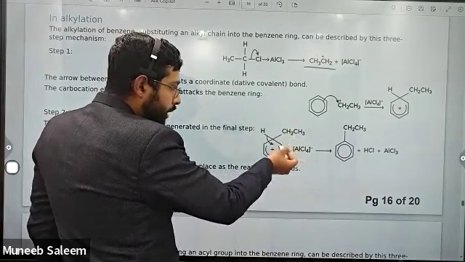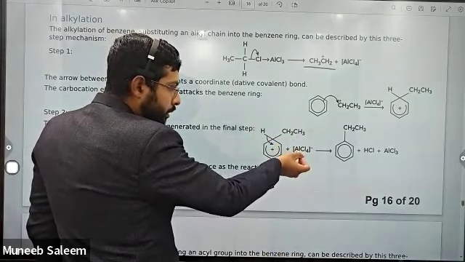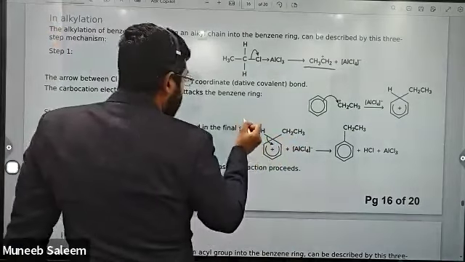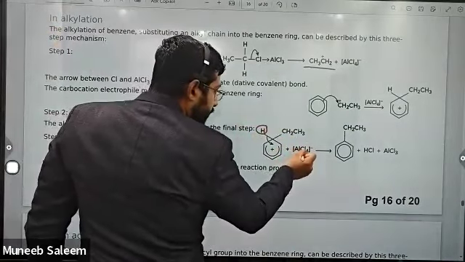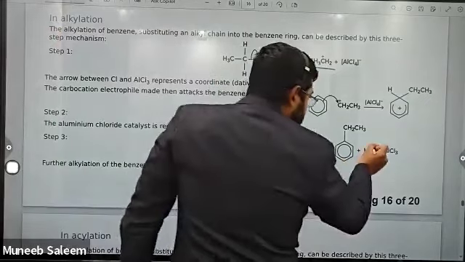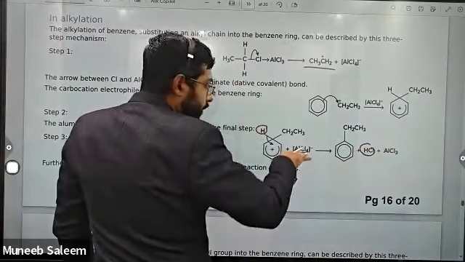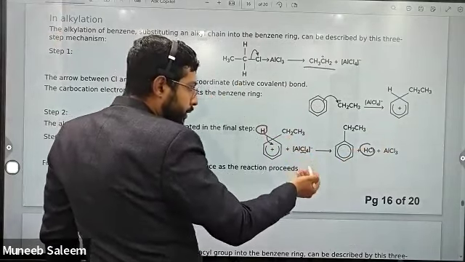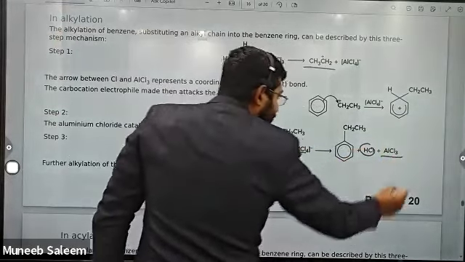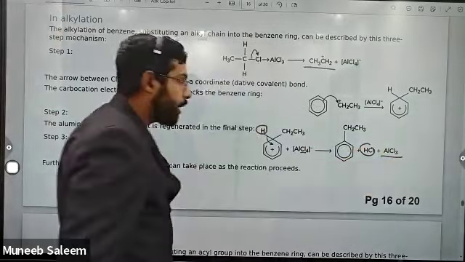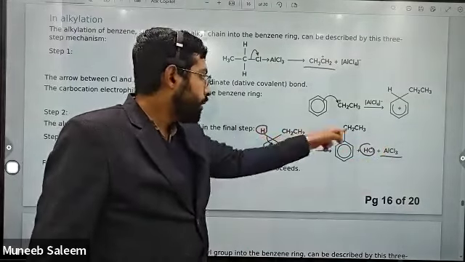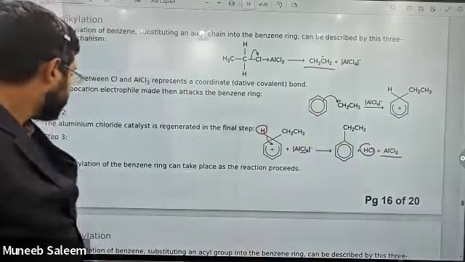The hydrogen will be removed. It will react with the AlCl4 negative. As a result, you will have a bond between hydrogen and one of the chlorines from here that will produce HCl. And when the Cl is removed from here in the form of chloride ion, we will get AlCl3 back. Since we call it a catalyst, it is regenerated at the end of the reaction. Now we are left with the alkyl group bonded to the benzene ring.